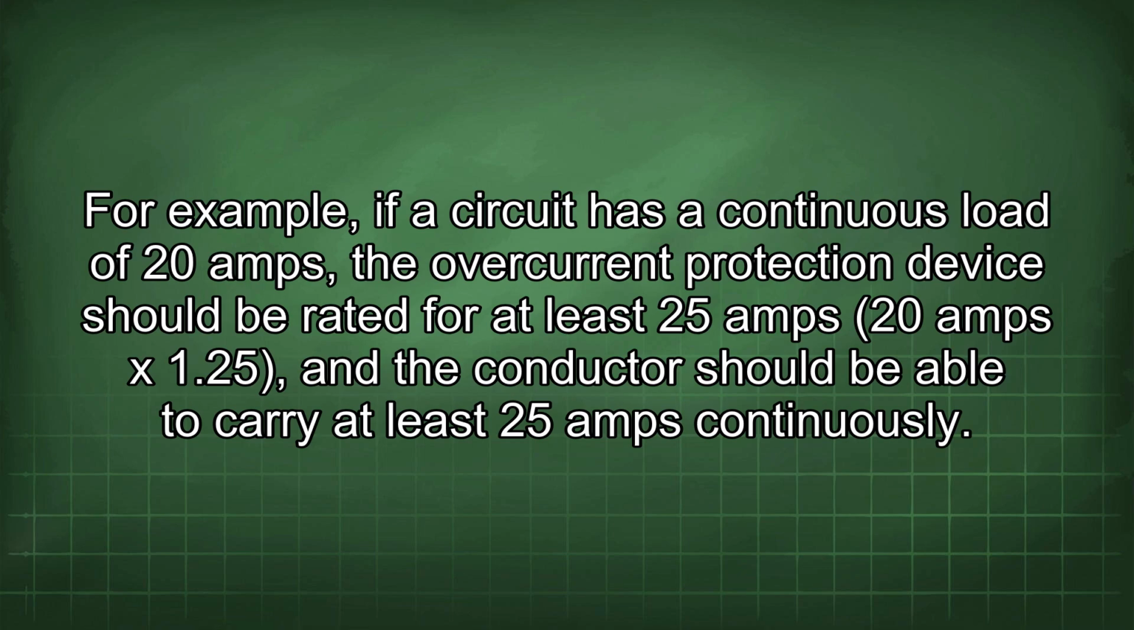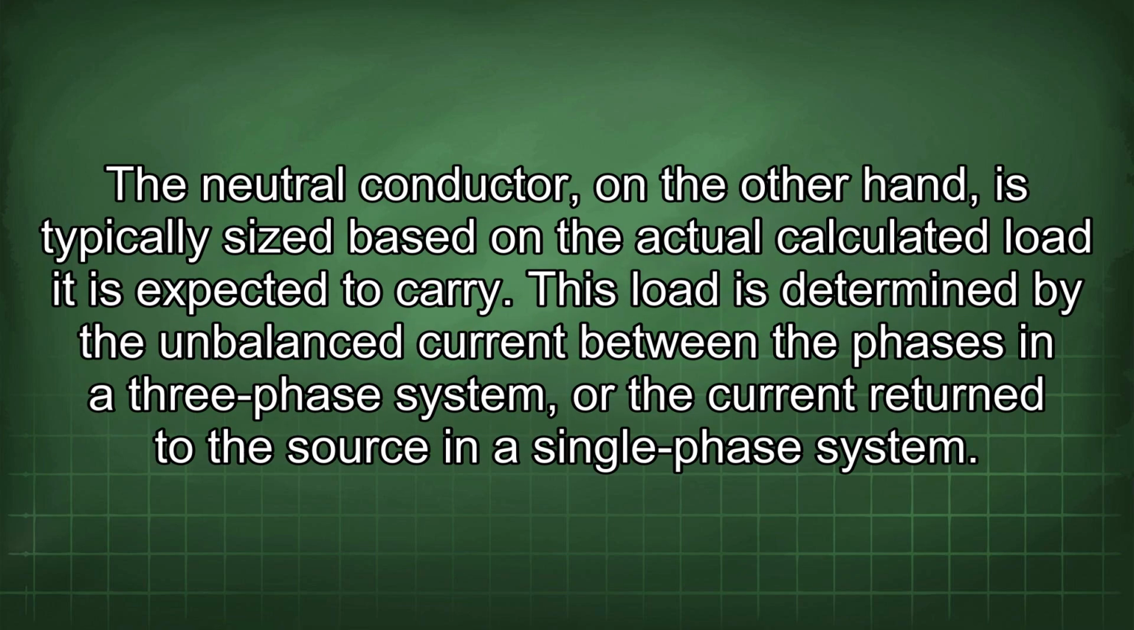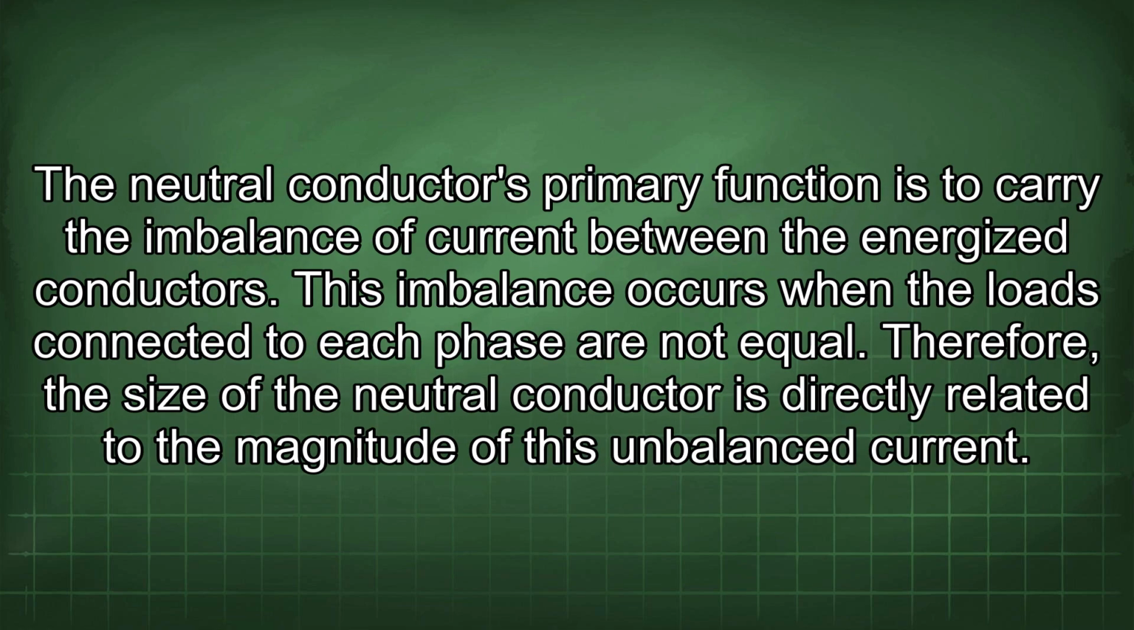25 amps continuously. The neutral conductor, on the other hand, is typically sized based on the actual calculated load it is expected to carry. This load is determined by the unbalanced current between the phases in a three-phase system, or the current returned to the source in a single-phase system. The neutral conductor's primary function is to carry the imbalance of current between the energized conductors. This imbalance occurs when the loads connected to each phase are not equal. Therefore, the size of the neutral conductor is directly related to the magnitude of this unbalanced current.